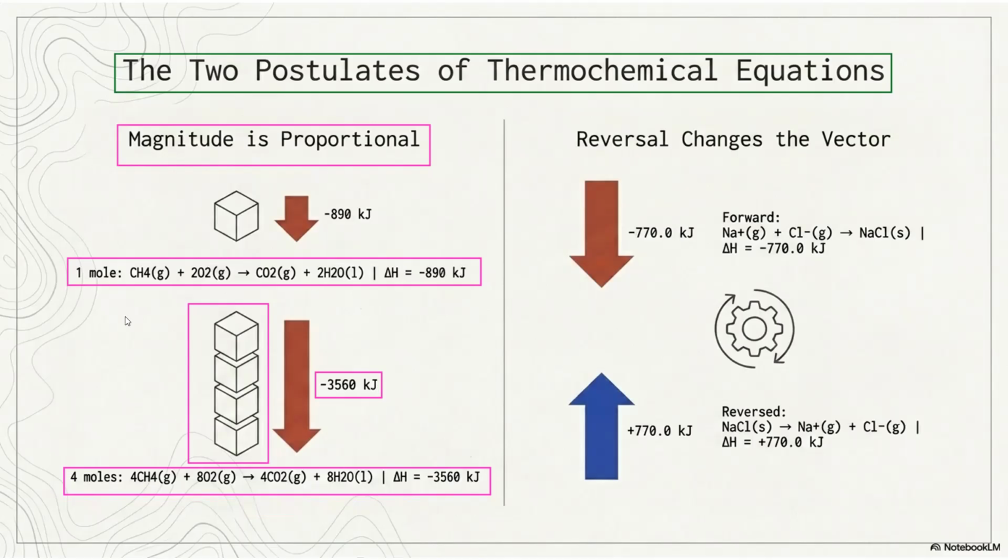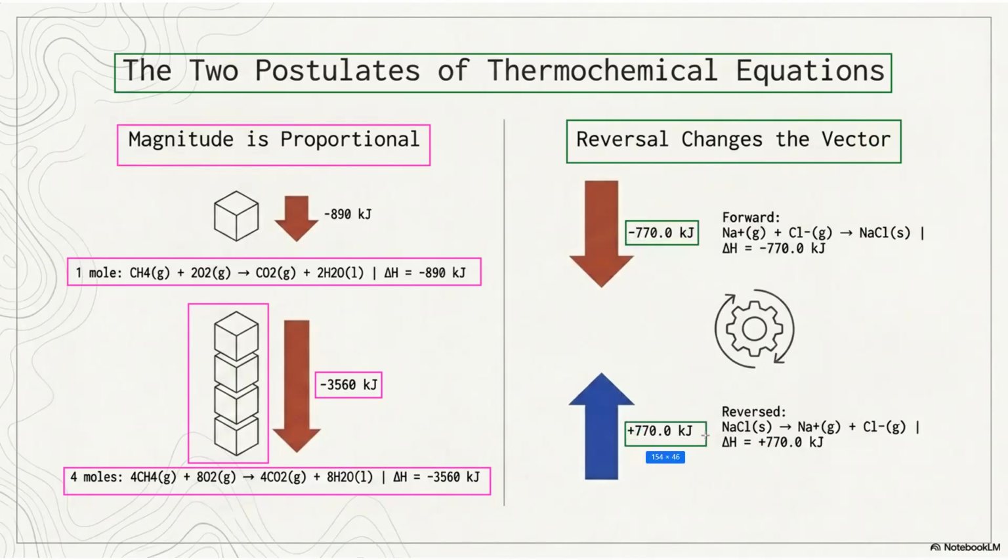The second postulate that we can carry out when applying Hess's law is that all thermochemical equations are reversible. So the magnitude remains the same, but the sign changes. So let's say in the lattice energy, Na+ gas plus Cl- gas give NaCl. This energy is negative 770 kilojoule per mole. So when you reverse it, when you have NaCl give Na+ gas plus Cl- gas, the magnitude is still the same, positive 770, but the sign changes from negative to positive. So this is how we can apply Hess's law here.